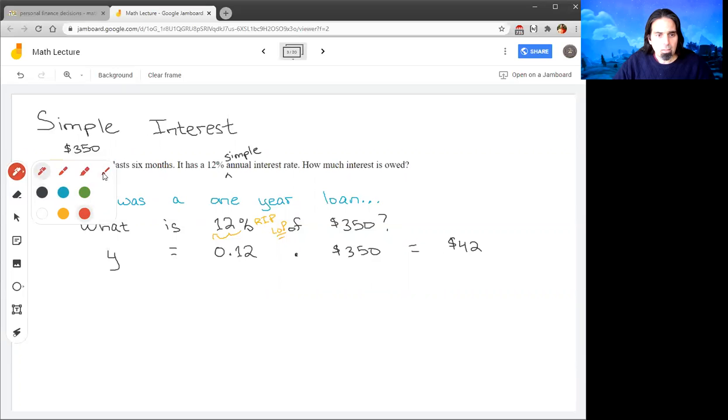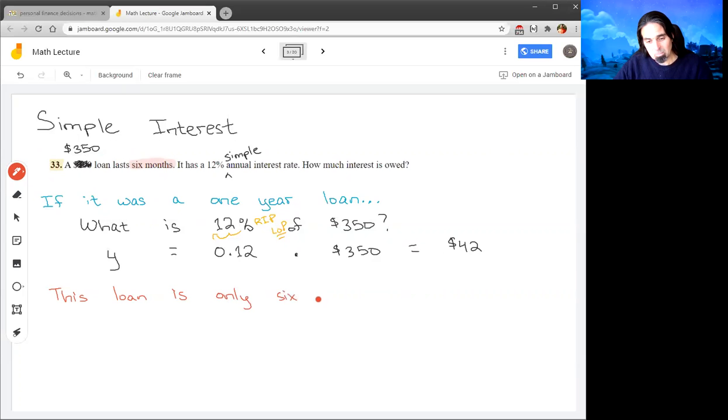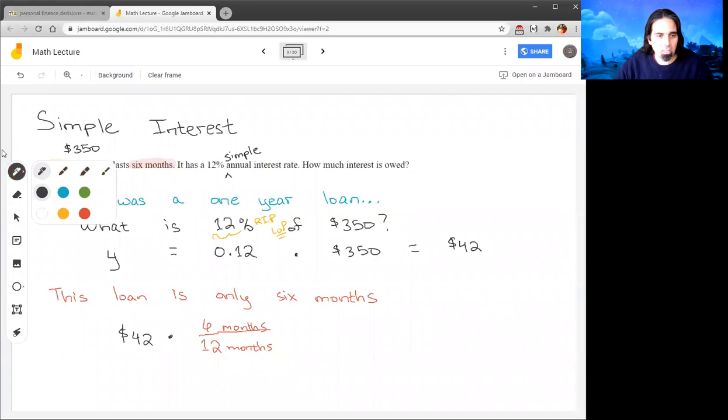This loan only lasts 6 months. So we're going to take that $42 and multiply it by 6 over 12, to show that there's 6 months that we have over 12 months that the 42 was talking about. The 42 was a whole year going by. If you wanted to write this as 1/2 or 0.5 or divided by 2, that could all make sense in your head. So then we'll get half of that, 21.